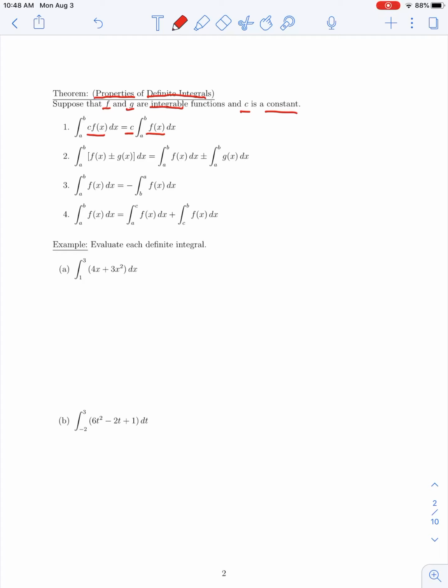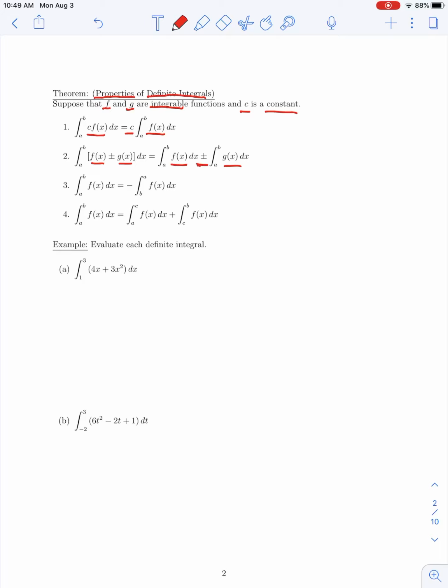Property number 2 is also called the sum difference rule, just like we had for indefinite integrals, where the definite integral of a sum of two functions, say f of x plus g of x, or a difference of functions, f of x minus g of x, is equal to the sum or difference of the integrals of those individual functions. So in other words, you could integrate each function individually if you're looking at a sum or difference of functions. Now, properties number 3 and 4 are sort of unique to definite integrals. We can't really think about these properties as having an analog for an indefinite integral.